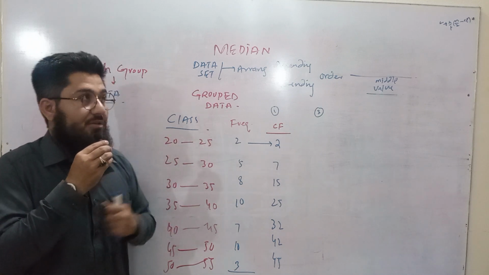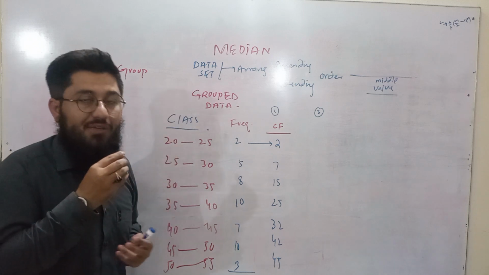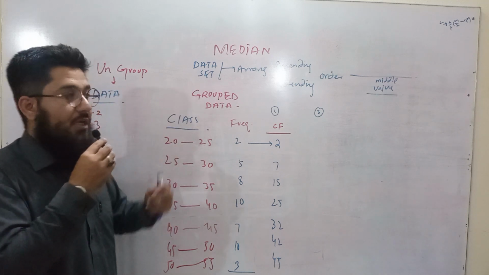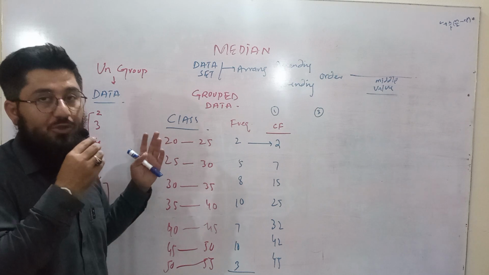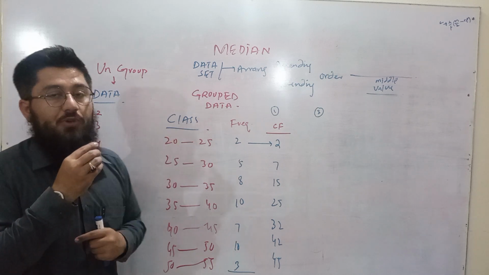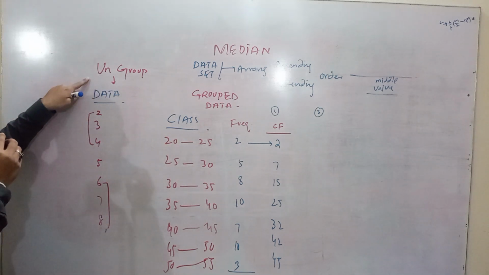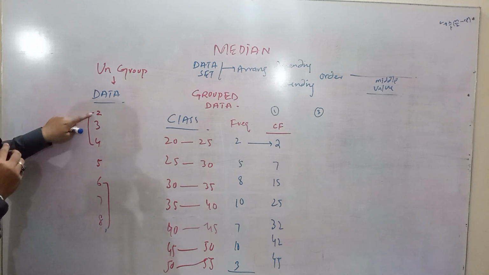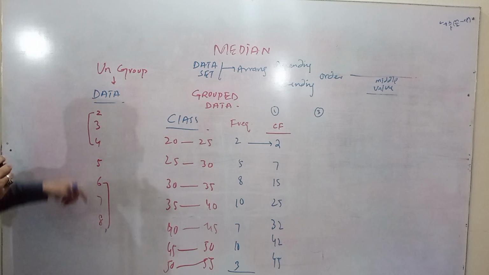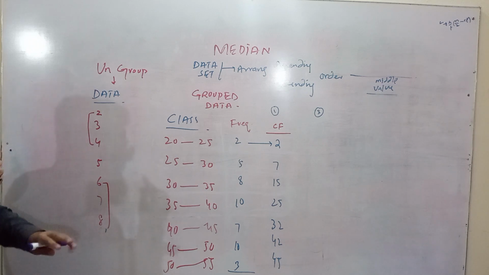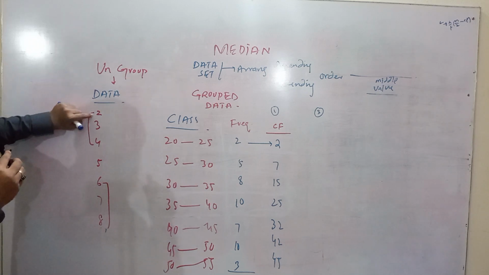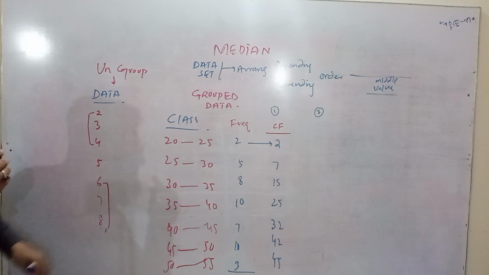So let's elaborate this definition's understanding through two examples. One is data in ungrouped form, and the next one is in grouped form. The very first one is ungrouped form. We're given the data. I already arranged this: 2, 3, 4, 5, 6, 7, 8 in ascending order. We're going from the small value to the bigger one. So from 2 to 8, we have the values arranged.